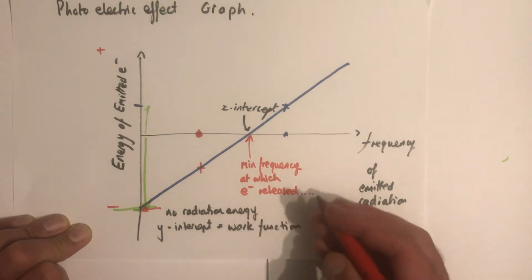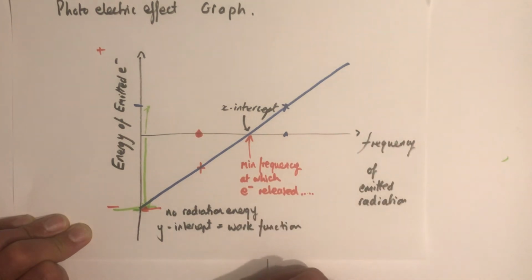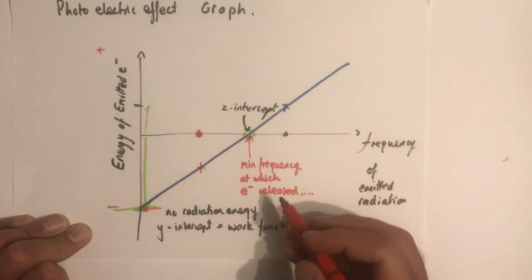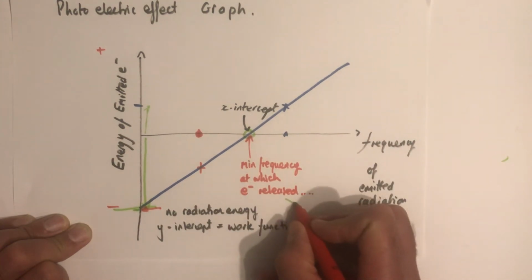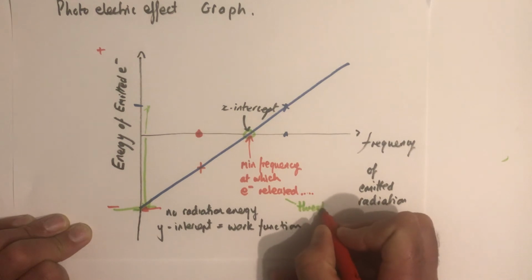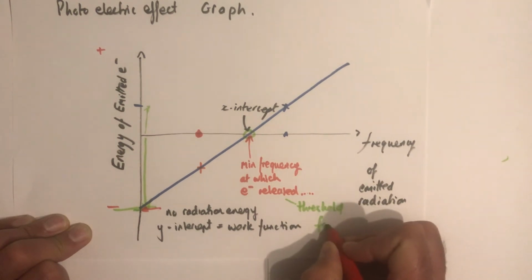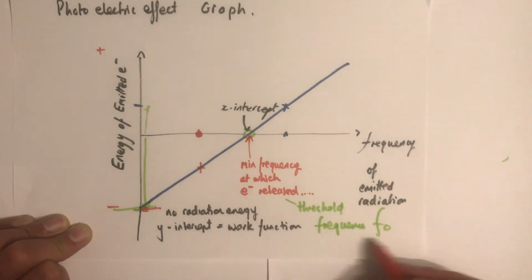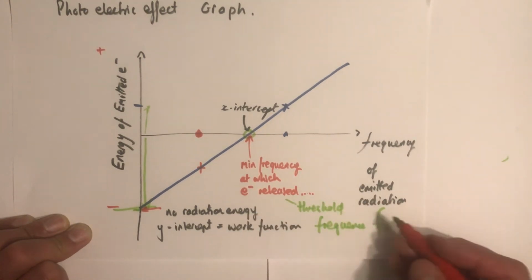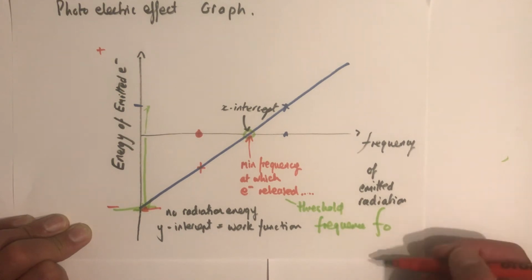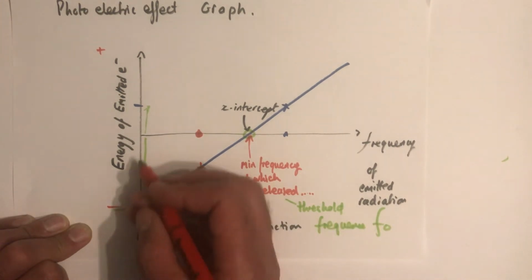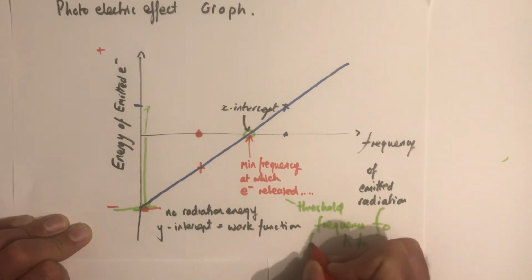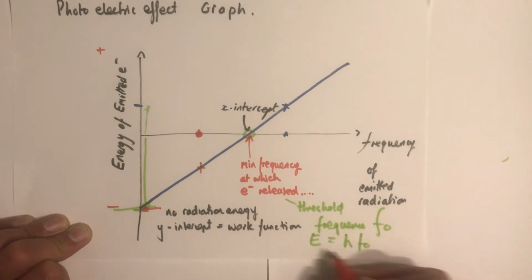Now, because there's a certain magical frequency at which an electron is released, that's normally called the threshold frequency. And that's given an F0. So if you take Planck's constant and multiply it by the threshold frequency, you get Planck's HF0, and that energy is the work function.